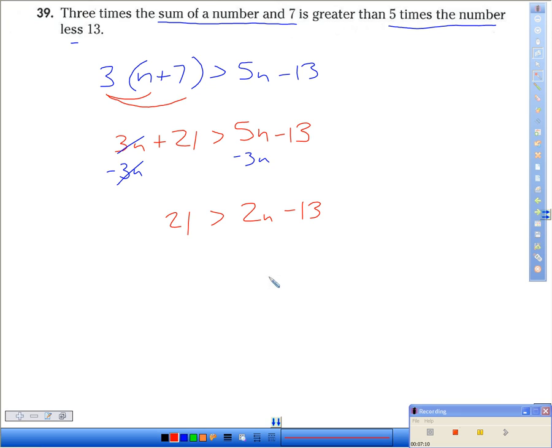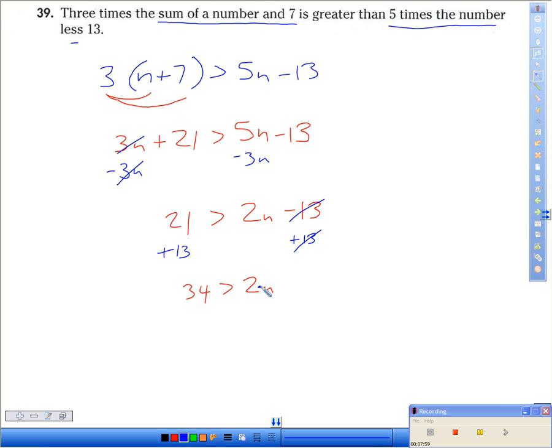At this point, this is a two-step inequality that we need to solve. 2n minus 13 is on the right side, so what we need to do is to get rid of the minus 13 by doing the inverse operation of subtracting 13, which is adding 13. If I add 13 to the right, we also need to add 13 to the left-hand side. Minus 13 and plus 13, like we said a minute ago, cancel. On the right-hand side of the inequality, we have 2n. On the left-hand side, 21 plus 13 is going to give us 34. Since we just added, again, we didn't multiply or divide by a negative, our greater than sign stays as a greater than sign. At that point, we're one step away from solving the inequality.